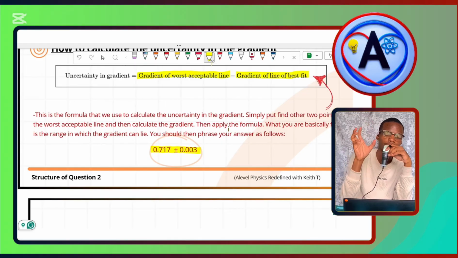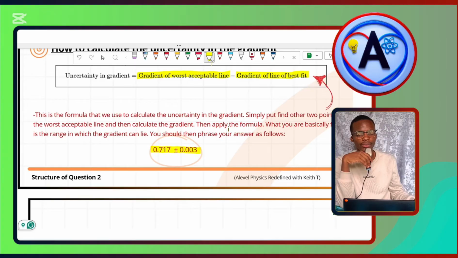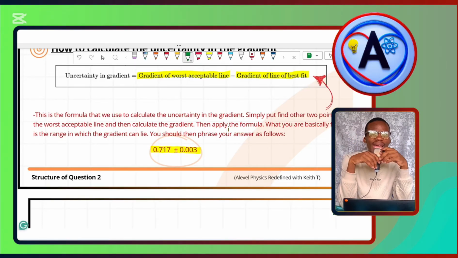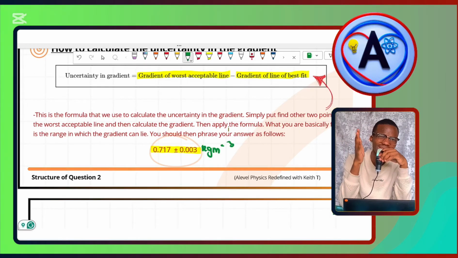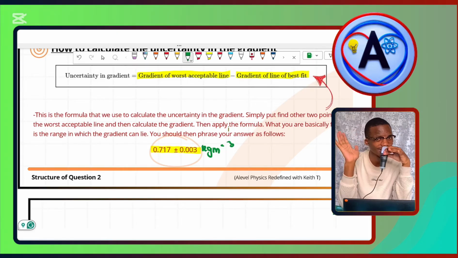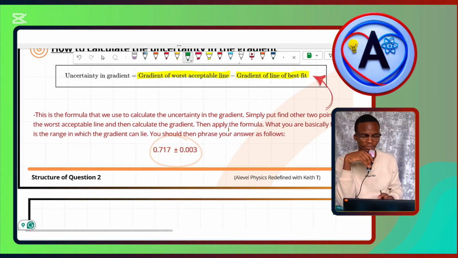So essentially, I have 0.717 plus or minus 0.003. That's quoting your gradient with its uncertainty. I see some students putting units. They ask, what are the units in the y? What are the units in the x? And then they say, okay, kg, meters per cube or something like that. That's not necessary. This question doesn't require you to put units. You could if you want, but I wouldn't really encourage that because it's not necessary. I don't really see the point. If you want, that's fine, but I think it's going to be time consuming. So really just put your answer with its uncertainty.